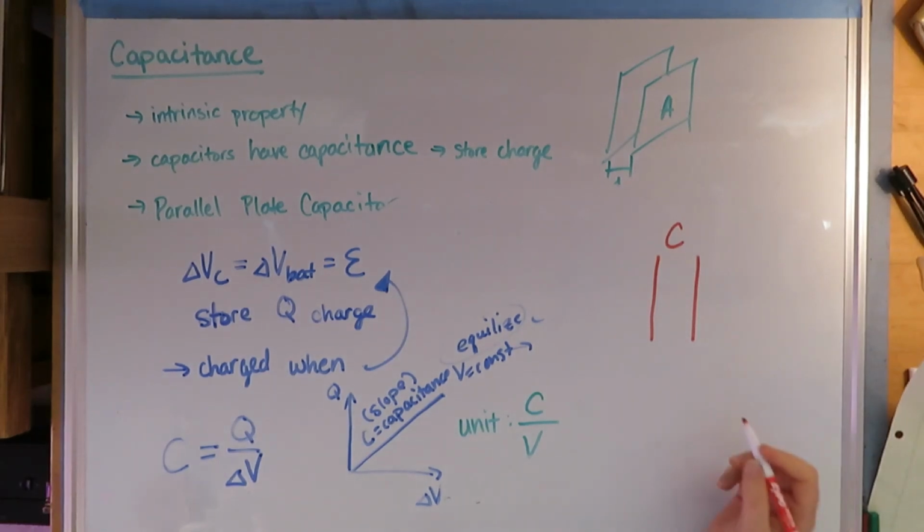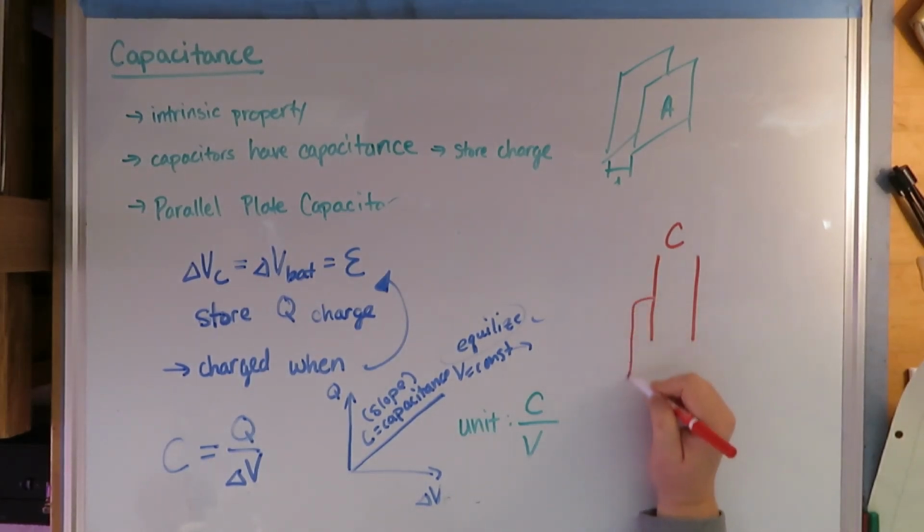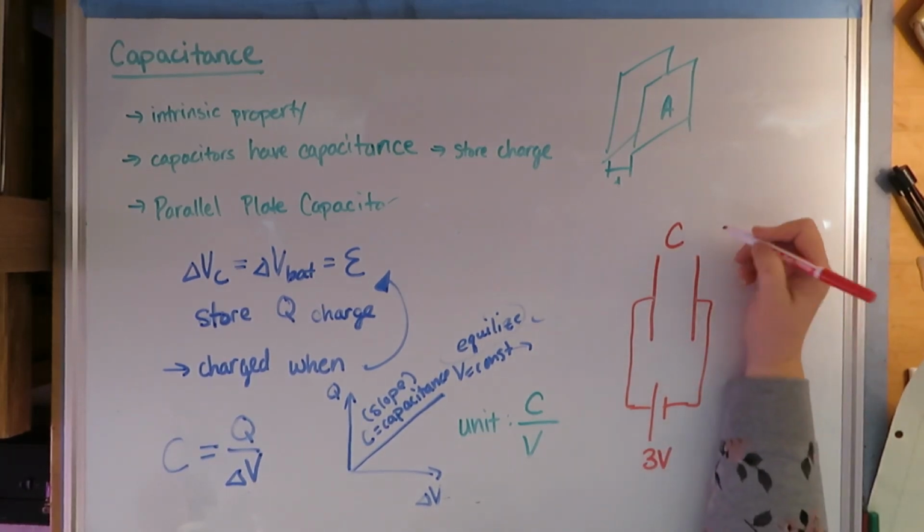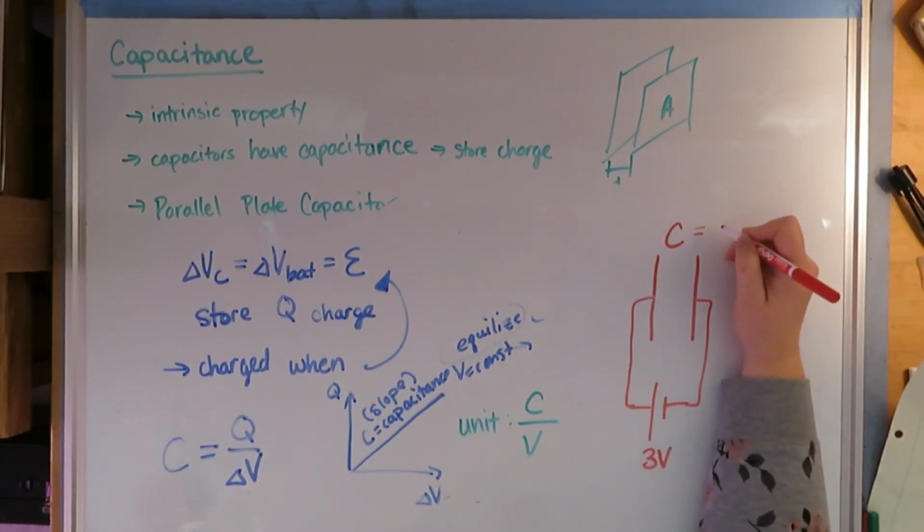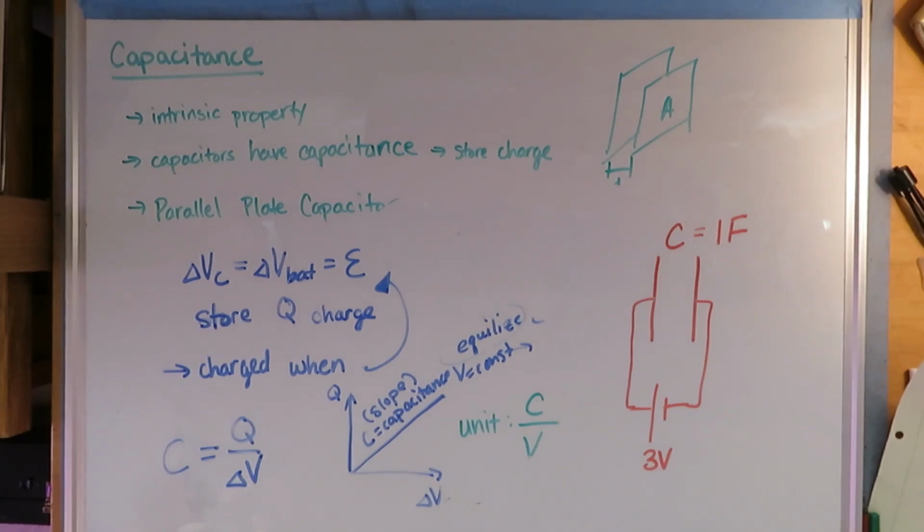But once I have it set up in some particular situation, there is going to be a fixed amount of capacitance. And then basically what I do is I connect it to some voltage source. So if I had a capacitance of 1 farad, which would be a huge capacitance, hooked up to, say, a 3-volt source, then what this tells me is how much charge can be stored.